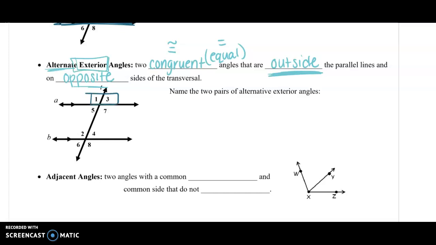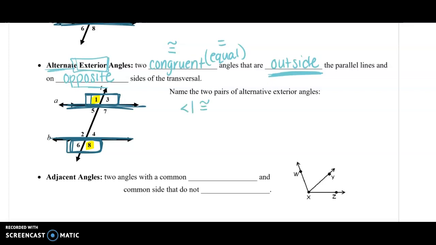So the ones we're focusing on are 1 and 3 and 6 and 8. Those are the angles. We don't care about the ones inside the parallel lines anymore. We care about the ones on the outside. So the two pairs of alternate exterior angles: the first set would be 1 and 8. So we have angle 1 being congruent to angle 8.